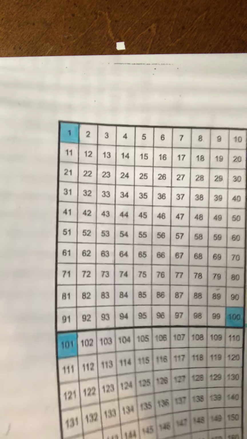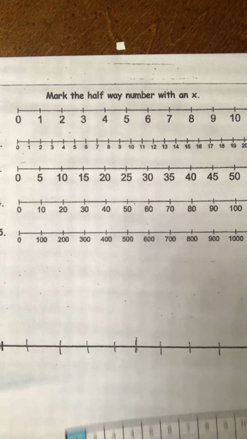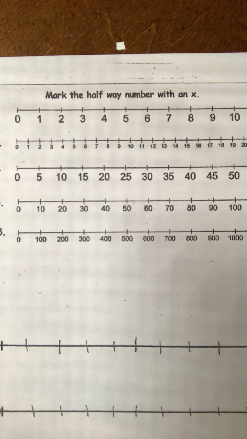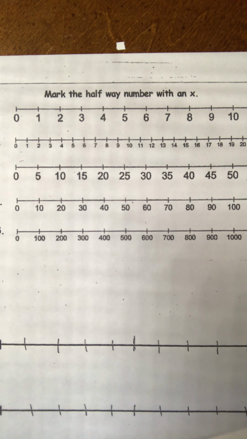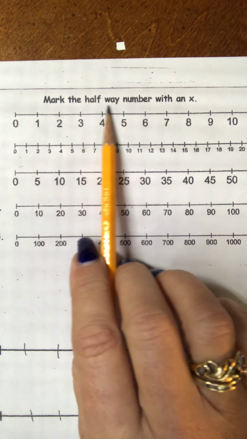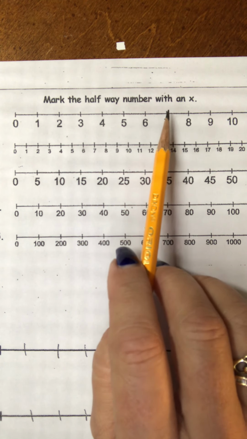And we're going to start looking at halfway points on number lines, and also how to make a number line and make sure that we're all remembering exactly how to do that. And there's a couple of things to keep in mind. So if you look at these number lines here at the top of this page, it says mark the halfway number with an X.